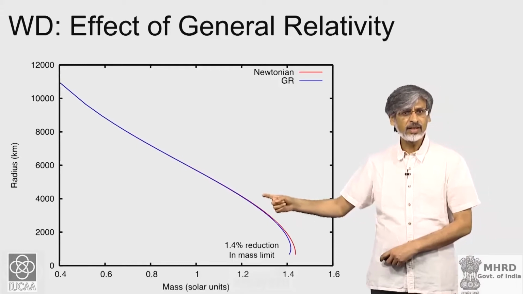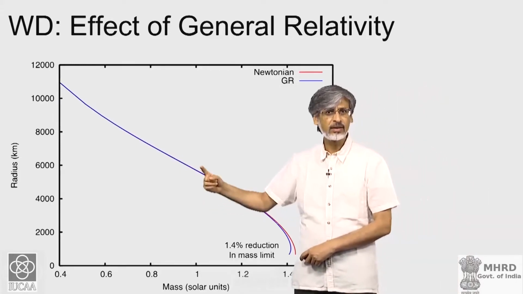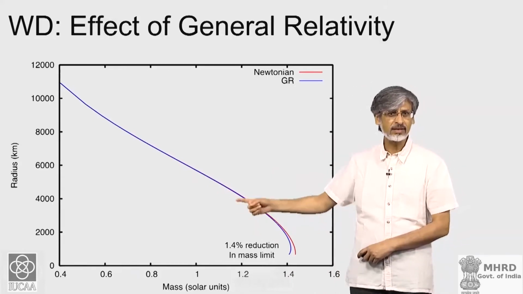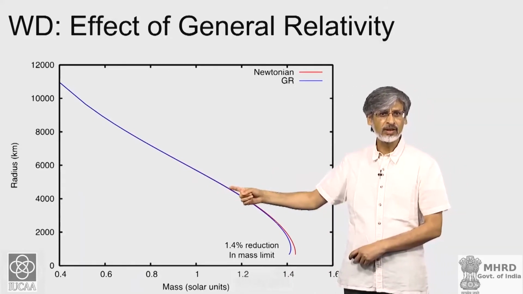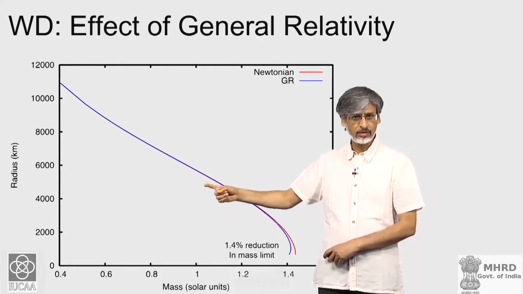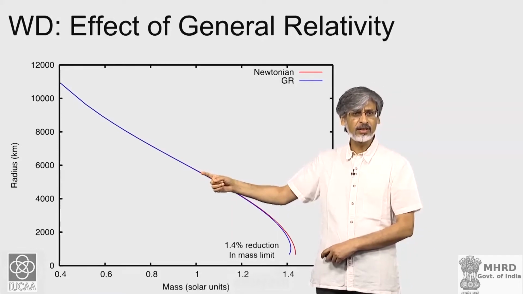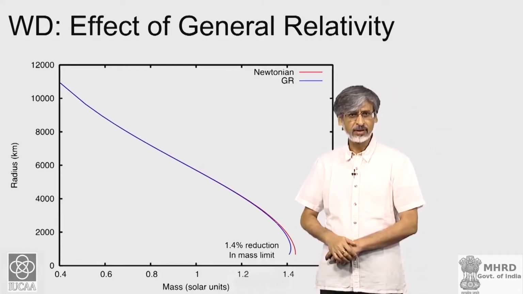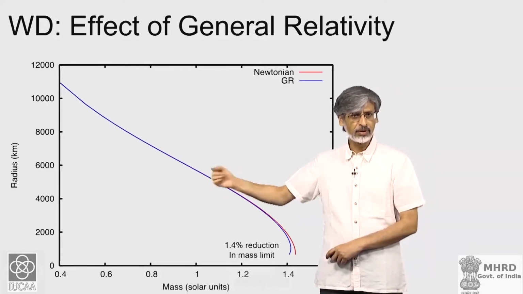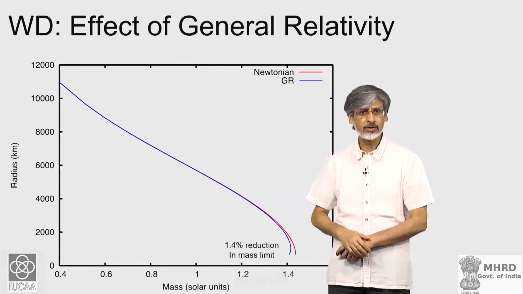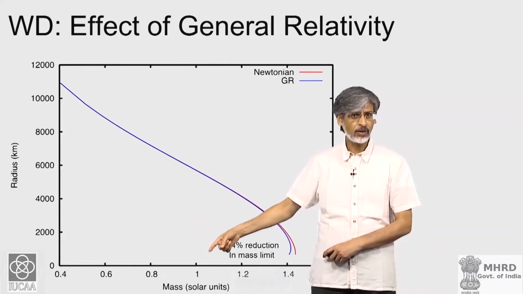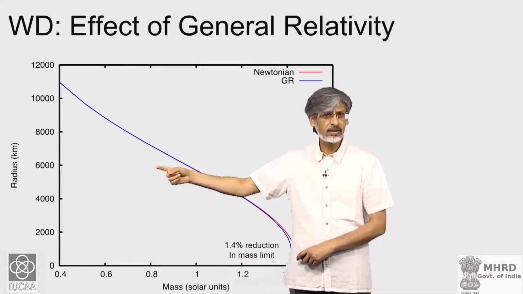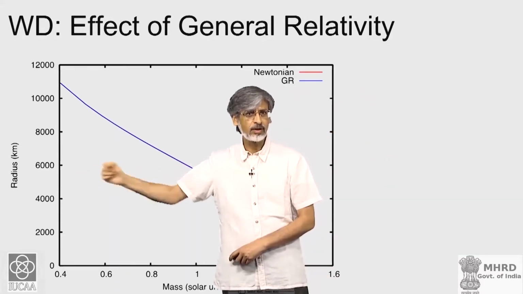And you can see that for most part these two lines are practically coincident. So, for most of the masses it makes no difference whether we use either general relativity or Newtonian approximation to gravity to compute the hydrostatic equilibrium of white dwarfs. Here you can see for a white dwarf of 1 solar mass, the radius is about 6,000 kilometers.